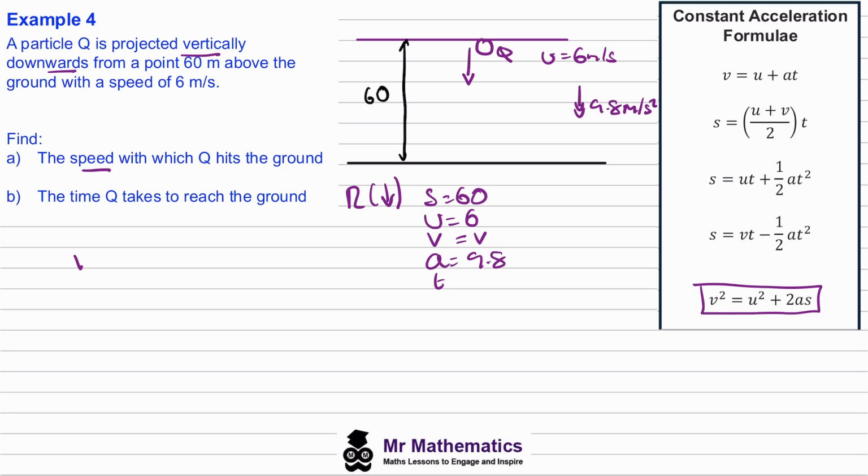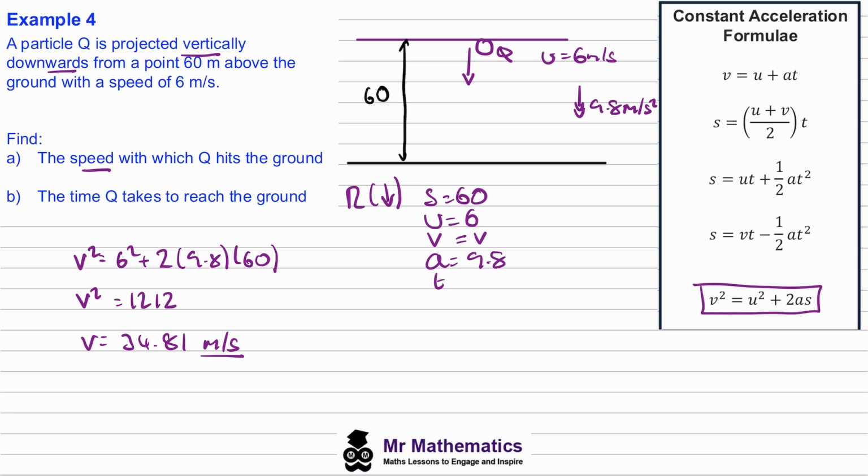So v squared will equal 6 squared plus 2 lots of the acceleration multiplied by the displacement of 60. So v squared will equal 1,212. We'll take the square root, and v will equal 34.81 meters per second.